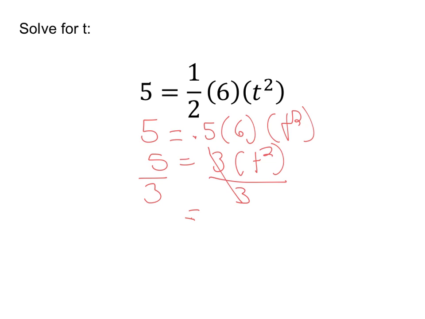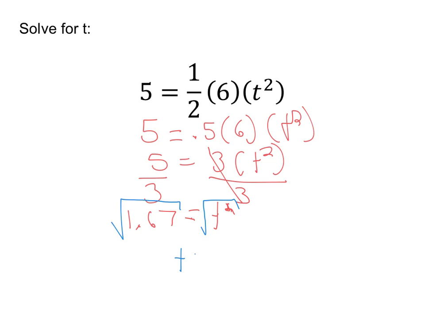Okay, my calculator here says that 5 divided by 3 is 1.67. It's actually 1.66 repeating. Is equal to t squared. Okay, now here's an interesting thing. T squared, what's the opposite of squaring something? We have to take the square root. Alright, so let's take the square root of 1.67.